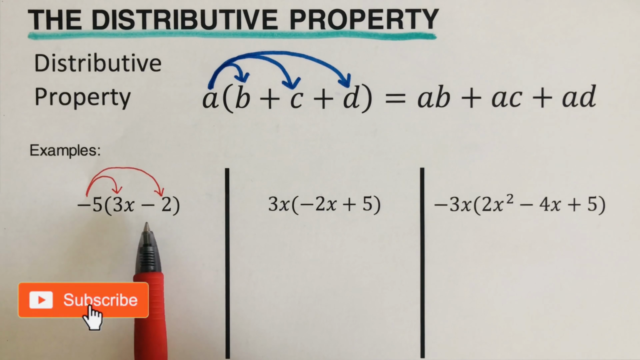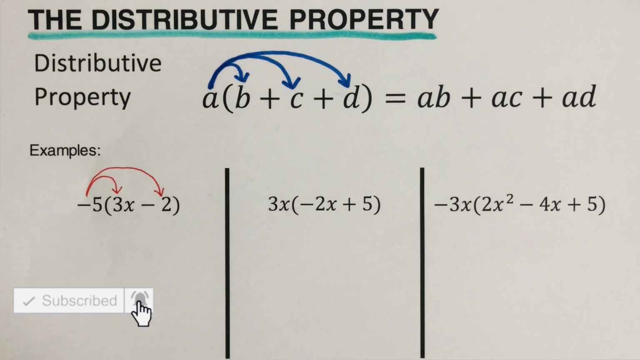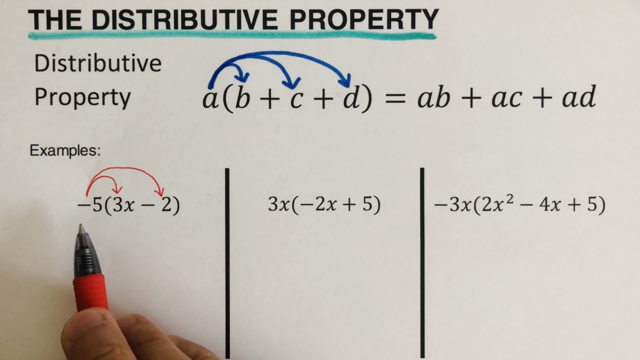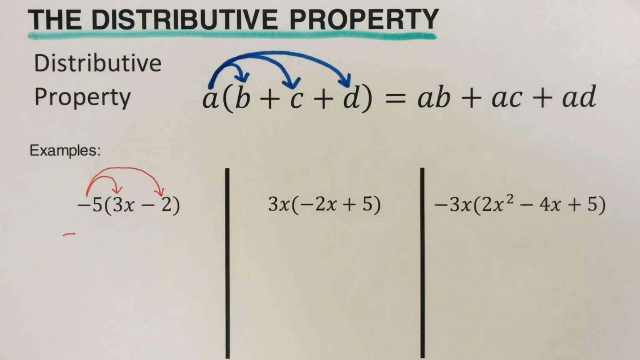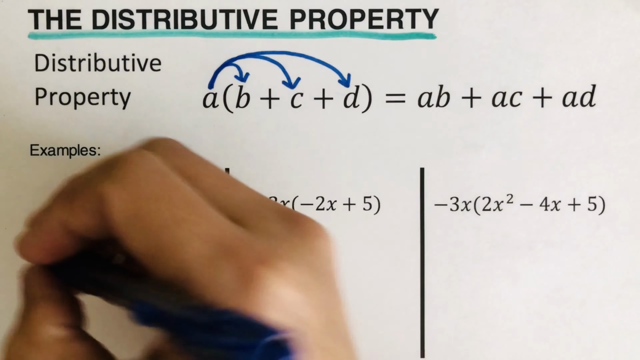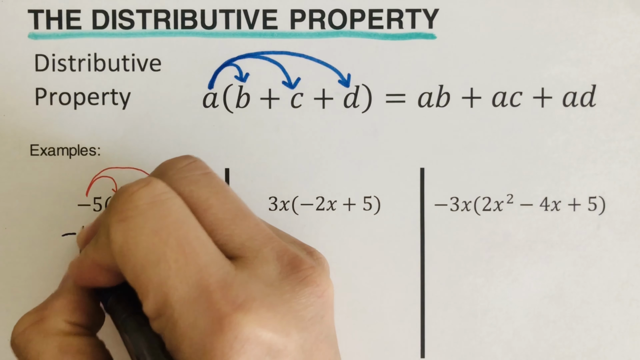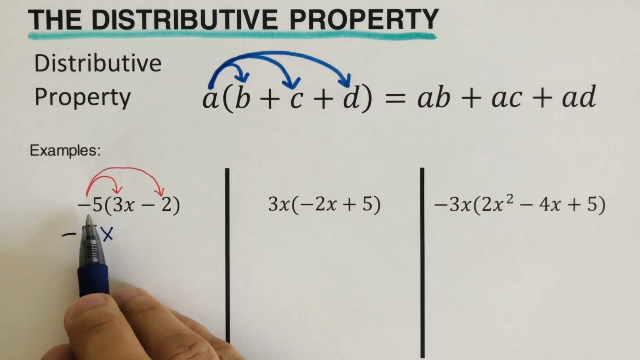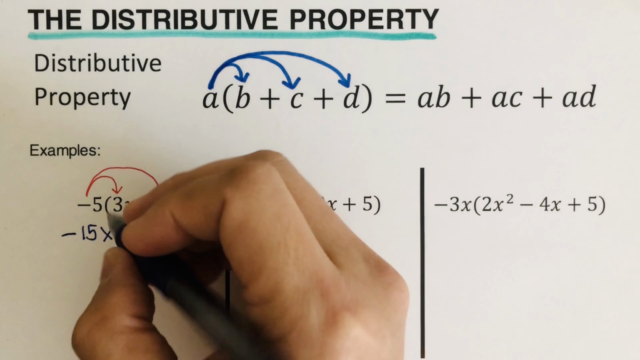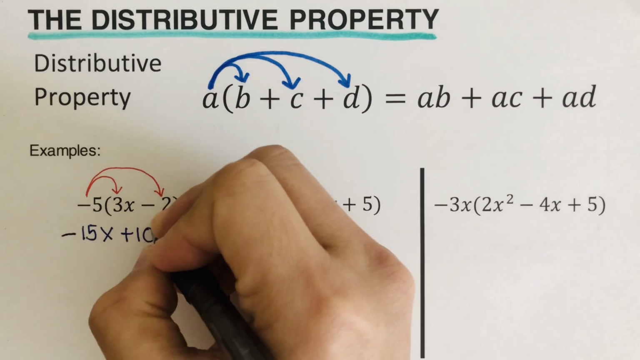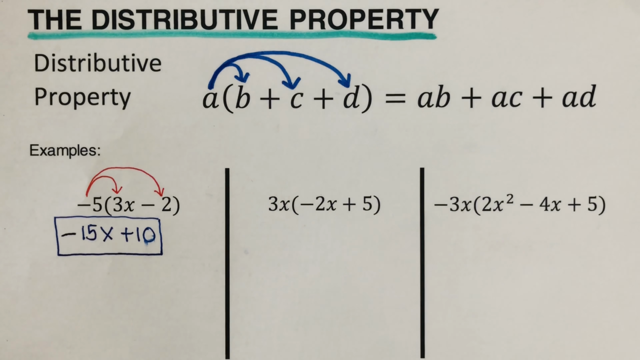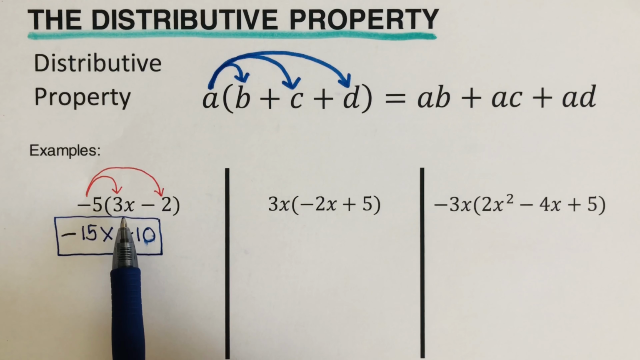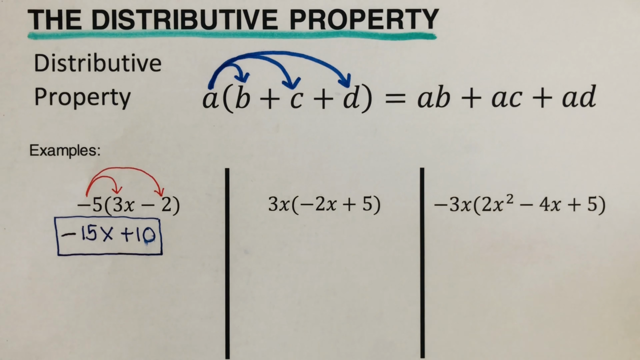It doesn't have to be 2 terms. It can be 3 terms like this. This expression that we have here, if we multiply the -5 and 3x, that would be -15x, and then -5 times -2 is a +10. So this is the answer to this expression when we distribute the -5 to both 3x and -2. I'm going to show you another way to do this using the area model.